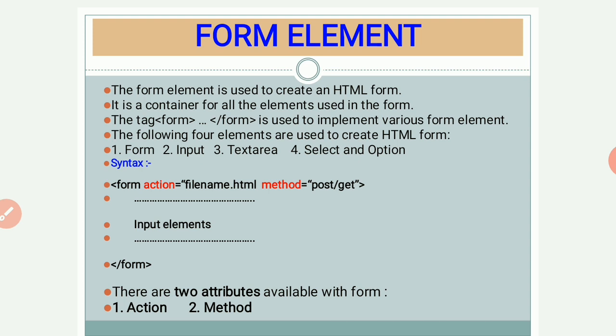The following 4 elements are used to create an HTML form. Number 1, form; 2, input; 3, text area; and 4, select and option.